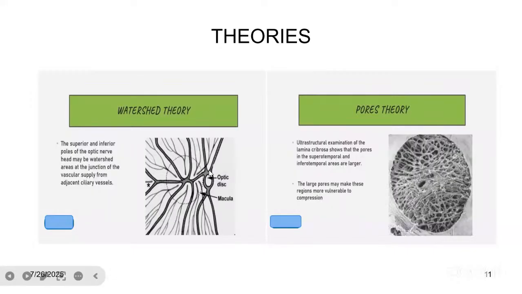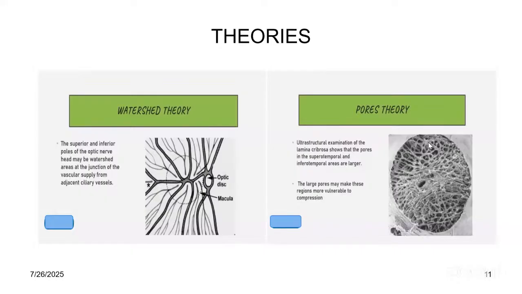And precisely, it says the superior temporal and the inferior temporal. Those are the areas that are usually affected. And then the second theory is the pulse theory, where it talks about the amount of connective tissues that are found in the superior and inferior optic nerve head.